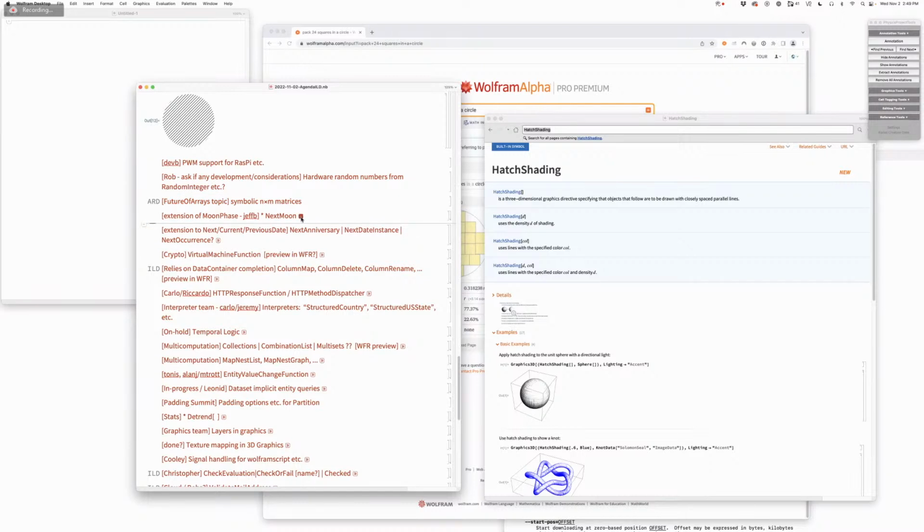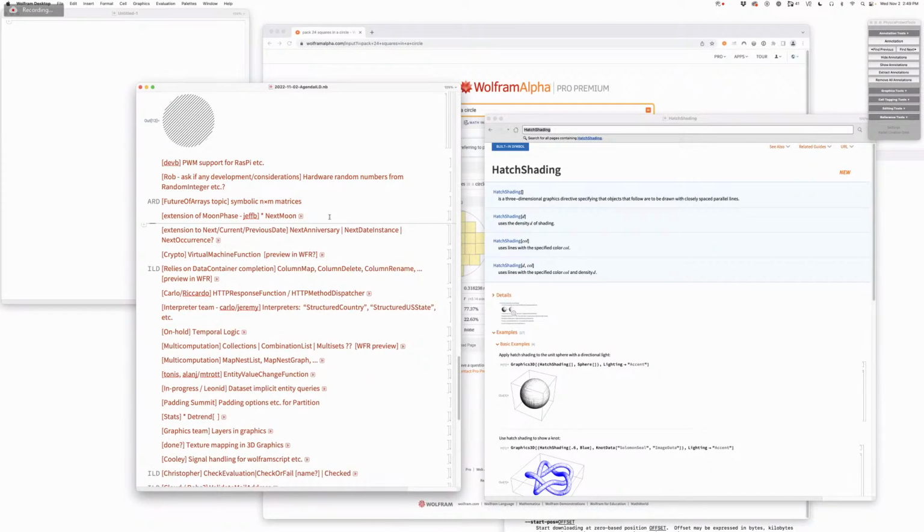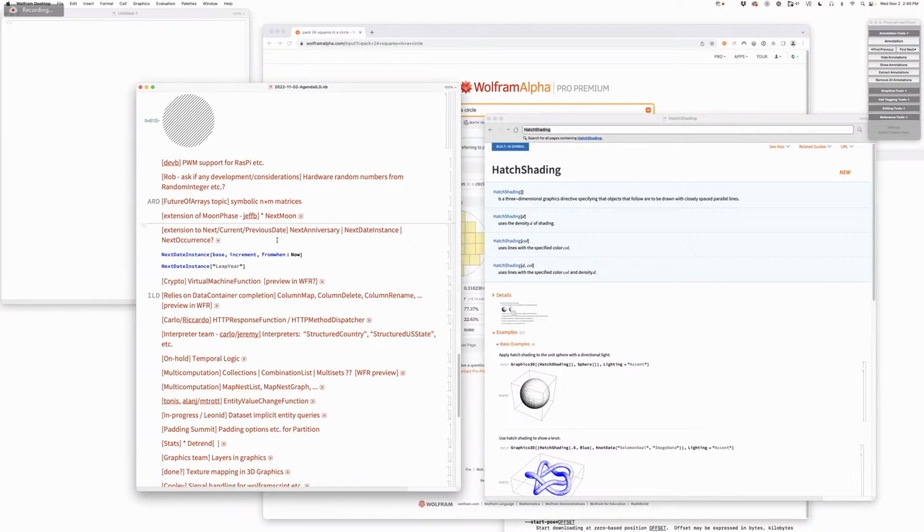Okay. Extension of moon phase. We should be getting more properties about the moon in the Astro project, second iteration, I would think so. Do we need to talk about this right here? I don't think we do. I think this can be considered in process. Okay, this is recurring dates, right?